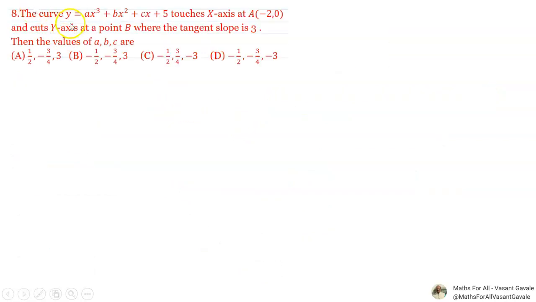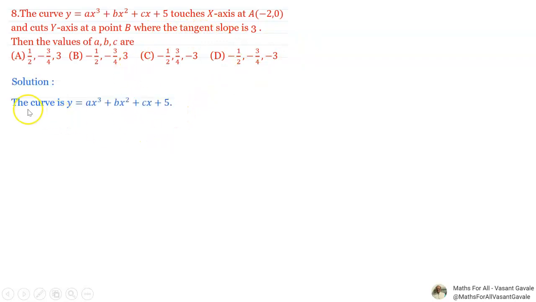Next example: the curve y is equal to ax cube plus bx square plus cx plus 5 touches the x-axis at (minus 2, 0) and cuts the y-axis at the point B where the tangent slope is 3. Then the values of a, b, c are. Okay, a curve is given. It touches the x-axis at this point and cuts the y-axis at the point B, where the slope of the tangent at that point is 3. Then find the values of a, b, c.